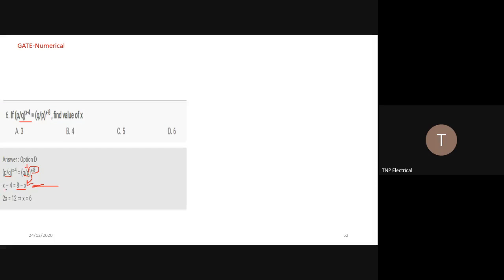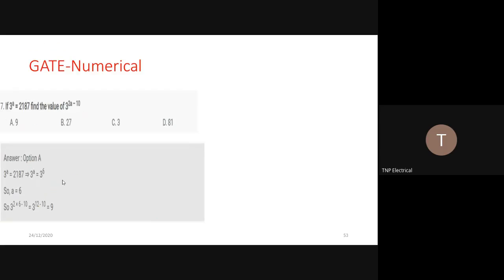So if that is the case, it is again x minus 4 equal to 8 minus x. Now you can solve it, x equal to 6. Very important and very easy, friend. Just you need to analyze some basic laws and rules.